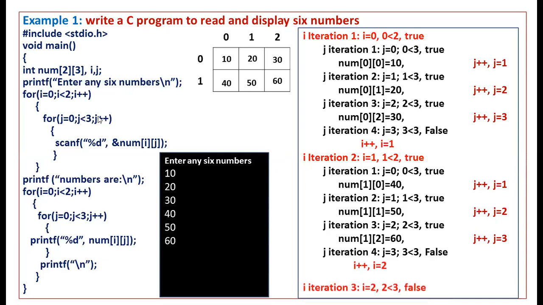I value is 2. Next, i is equal to 2. 2 less than 3. False. Okay. Even the i for loop will exit. So now 6 elements are stored in the two-dimensional array num.